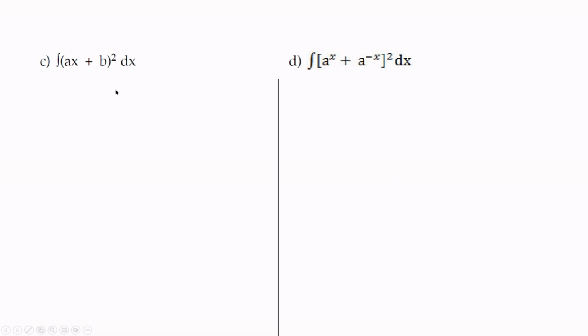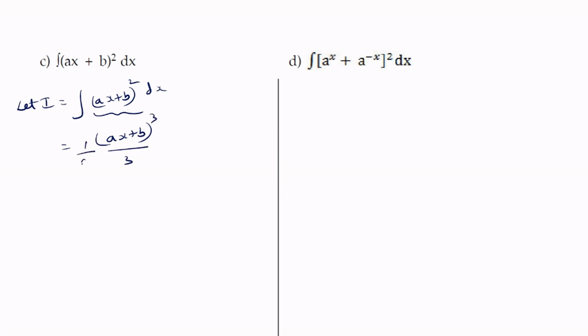Next we have integral (ax plus b) the whole square dx. So let I equal to integral (ax plus b) the whole square dx. We know integral x square dx is x cube by 3. Integral (ax plus b) the whole square dx will be (ax plus b) the whole cube by 3 into 1 by a. That is, we have to divide by the coefficient of x, which is a, plus c. Therefore, I is equal to (ax plus b) the whole cube divided by 3a plus c.